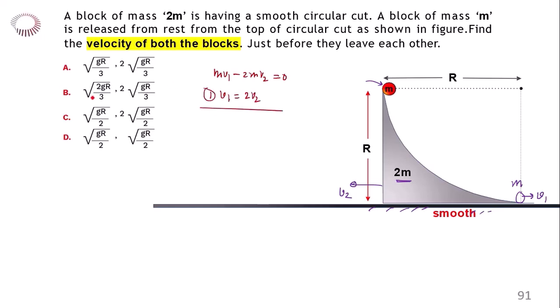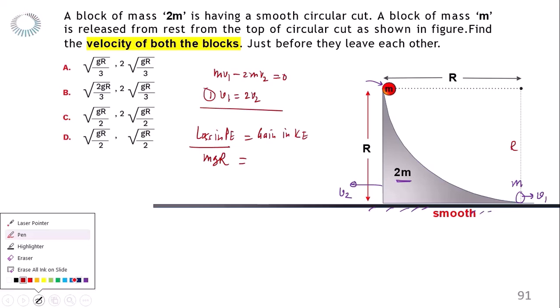But there are two unknowns. So the second equation has to be obtained by the energy conservation. Once the small m particle has dropped by this distance r, so this is also r, the potential energy is dropped. So the loss in potential energy is equal to the gain in kinetic energy. So what is the drop in potential energy? The drop in potential energy is observed for the small m particle. So that is mgh, so mg into r. That should be equal to the gain in kinetic energy.